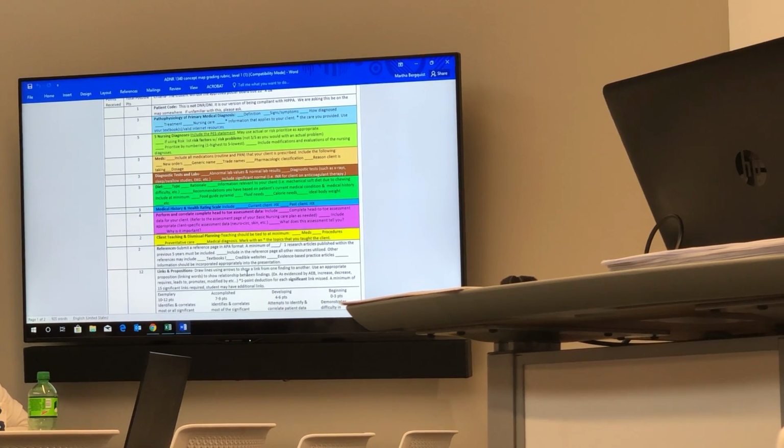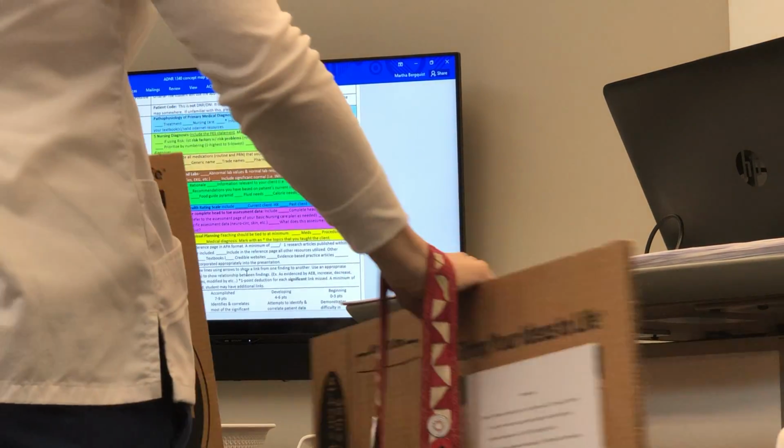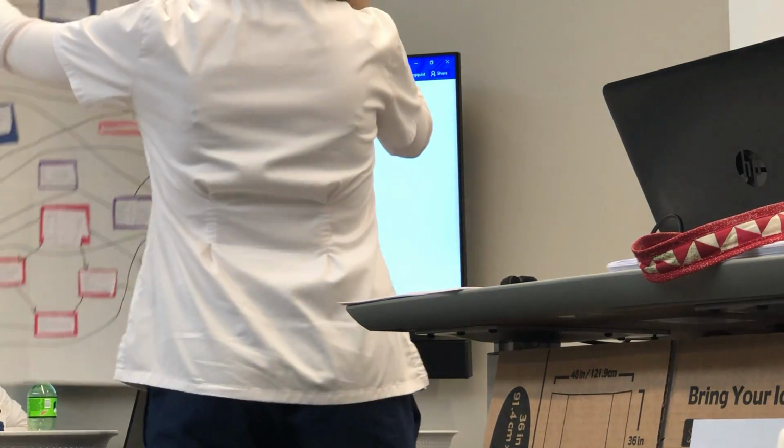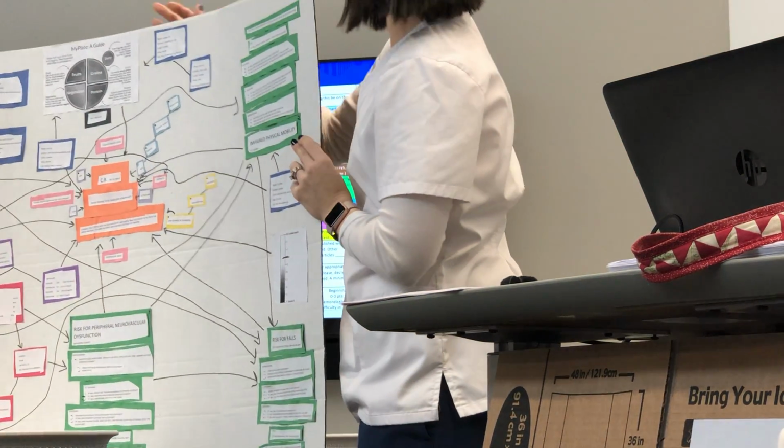These are not perfect maps. These are examples of maps. And so we'll put a few out. Some of them are good examples, some of them are bad examples.